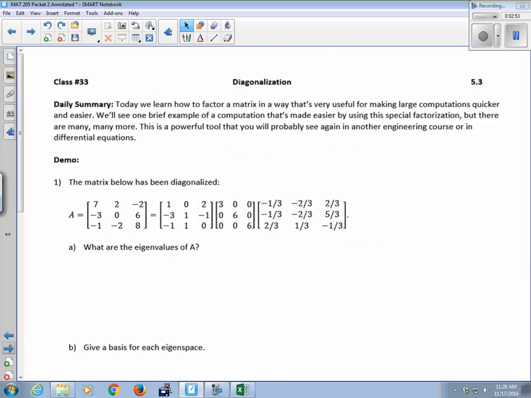Okay, so let's jump into our example here. So basically, diagonalization is a way of factoring a matrix. So writing it as the product of 3 different matrices where the middle one is a diagonal matrix. And this is one special factorization that makes computations easier. There are lots and lots of other techniques that you learn in higher level linear algebra courses where you do some kind of special factorization of a matrix to make things easier. This is just one example.